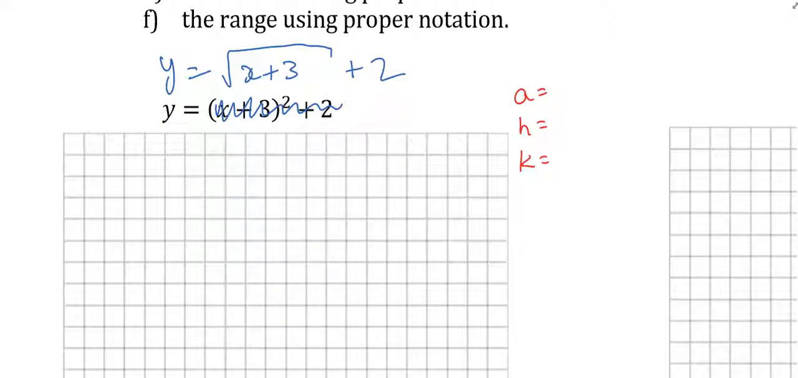Does anybody know what any of them are? The A, the H, or the K? Want to take a guess? Brooke? A is 1. Very good. Zach, what do you think? H is -3. Very nice. H is -3 because it's not brackets this time. It's the square root sign, but it's the same idea, and it's the opposite sign. And so K is going to be 2. Thank you. So I've got a shift to the left 3 and up 2.